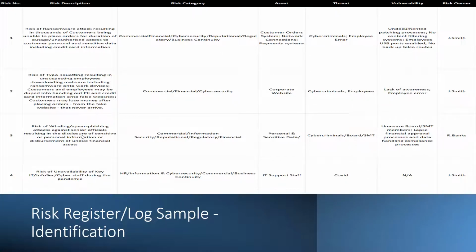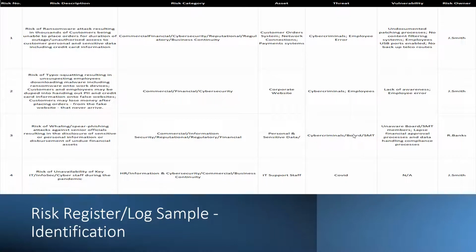Then we've got a risk of whaling and spear phishing attacks against senior officials, resulting in the disclosure of sensitive or personal information or disbursement of undue financial assets. Remember the CIO and CEO that I mentioned earlier, where they disbursed 60 million Australian dollars to cyber criminals. Here are different risk categories here.